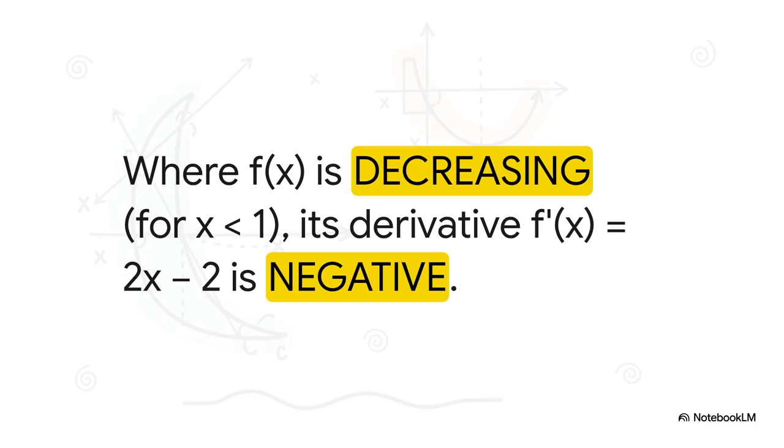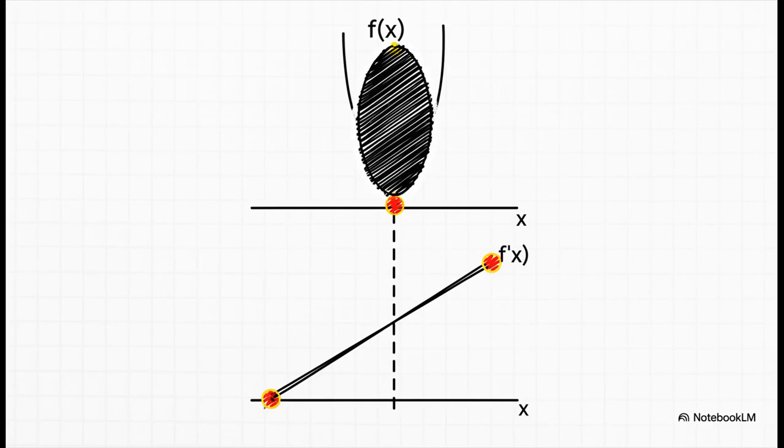Okay, let's put our decoder ring to the test with our example. Look at the left side of that parabola. For all the x values less than 1, see how the curve is heading downwards? That means its slope is negative. Now look at the graph of its derivative for those same x values. What do you see? That straight line is living in negative territory, completely below the x-axis. It works perfectly!